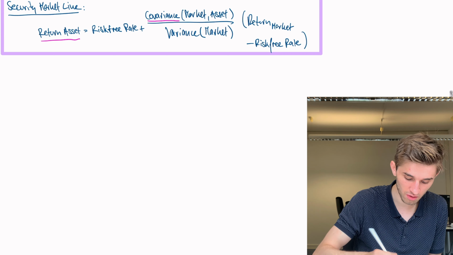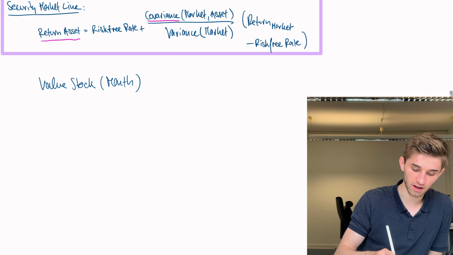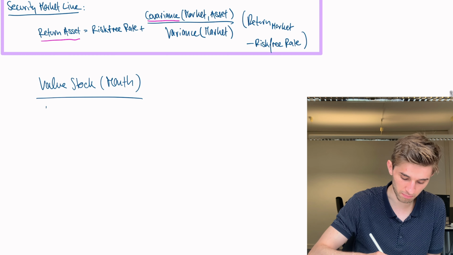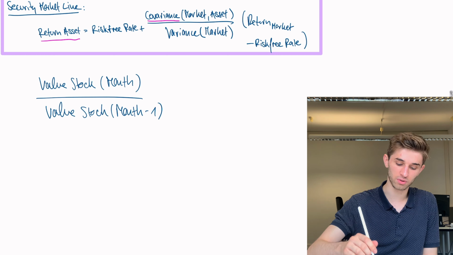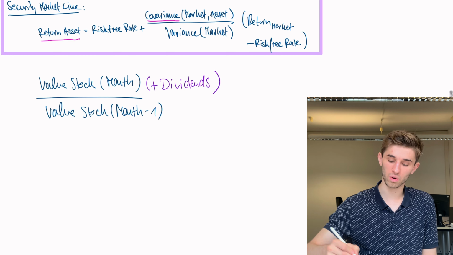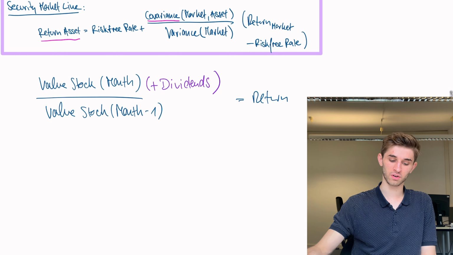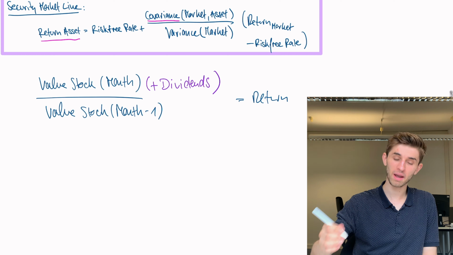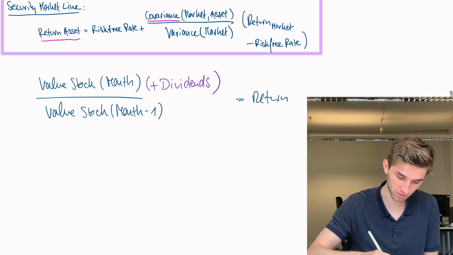How does it work? Well, I just take the value of the stock in a month and I divide by the value of the stock in the previous month. And in case there are dividends, I add them to the value of the stock in that month, right? So that's one way to calculate the return. Another way to calculate the return is to just use the CAPM formula, the security market line, to say, okay, I have a risk-free rate, it's about 2%.